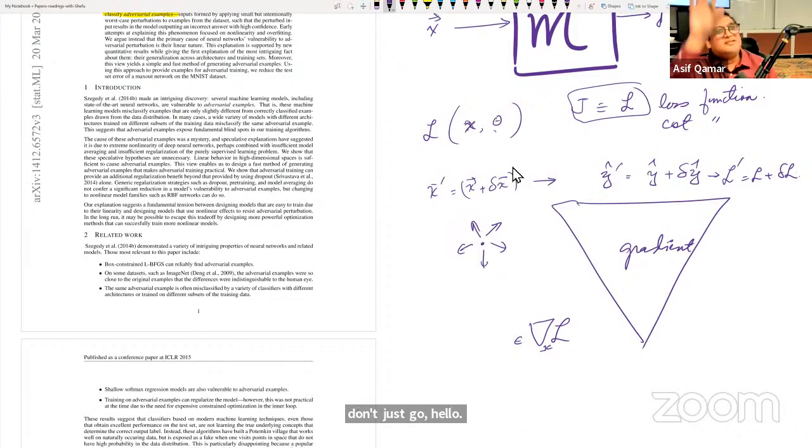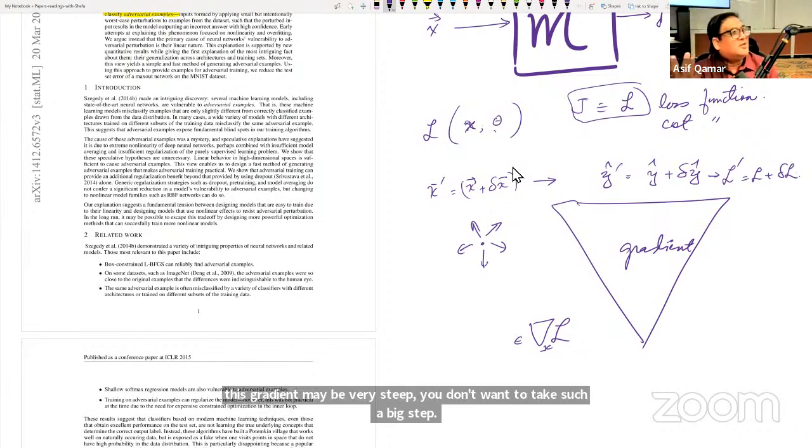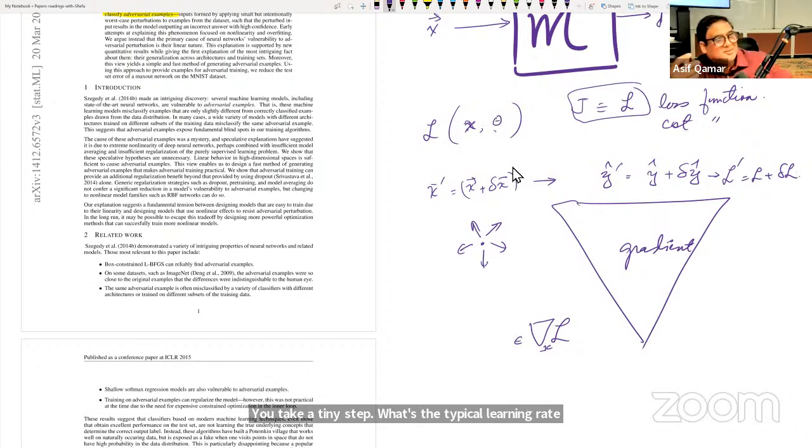Because this gradient may be very steep. You don't want to take such a big step. You take a tiny step. What's the typical learning rate people use? 0.001, 0.0001 or something. You make a tiny step. Then again evaluate, iterate back to it. Which direction should I go? For each point in my input, in this picture, how do I change the picture? How do I change this vector?